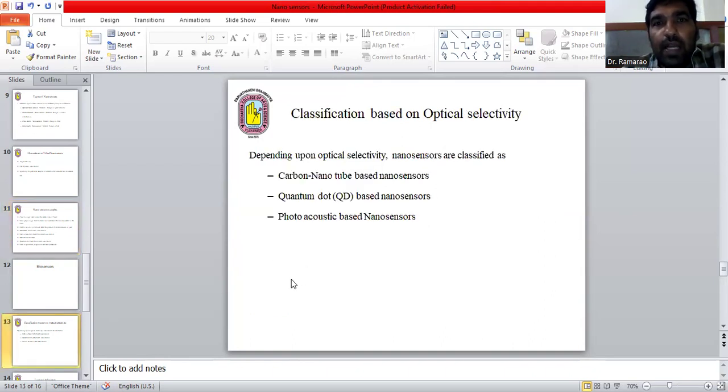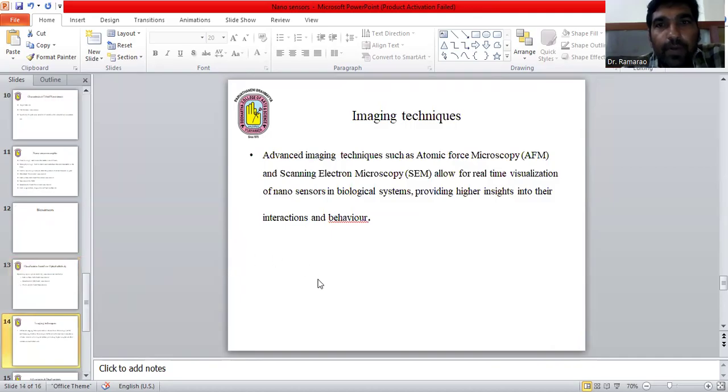So based on the optical selectivity, nanosensors are classified as carbon nanotube-based nanosensors, quantum-based nanosensors, and photoacoustic-based nanosensors. I'm not going to detail the carbon nanotube-based one. So what are the imaging techniques used for nanosensors? Nowadays, AFM and SEM are the most common advanced imaging techniques. Atomic force microscopy and scanning electron microscopy allow real-time visualization of nanosensors in biological systems, providing higher insights into their interactions and behavior.